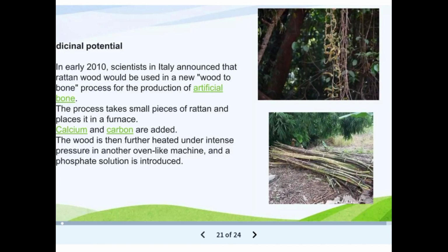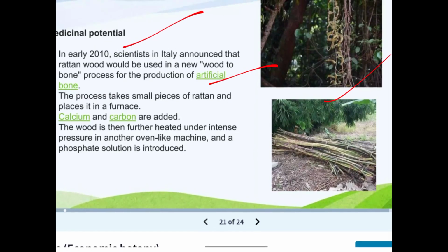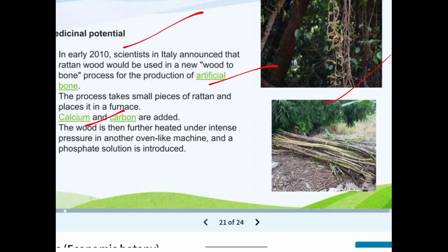So we have medicinal potential, such as artificial bone one can manufacture. Scientists in 2010, at least, made artificial bones from this plant. So how do they make it? They use calcium, carbon.